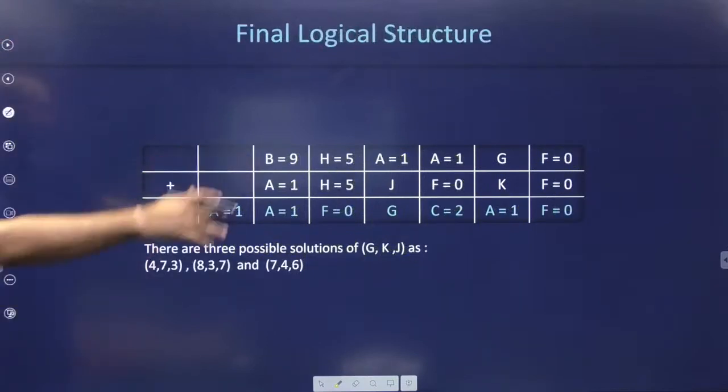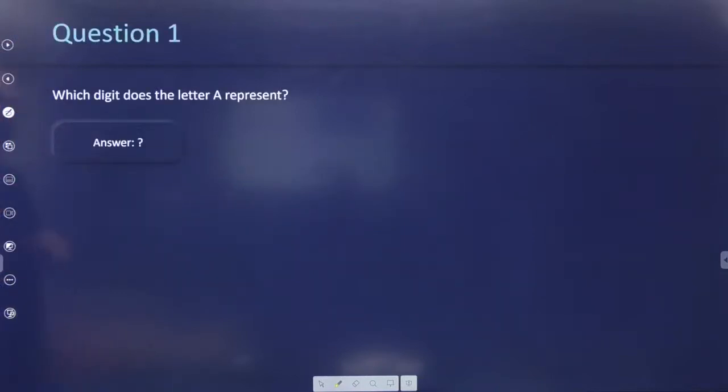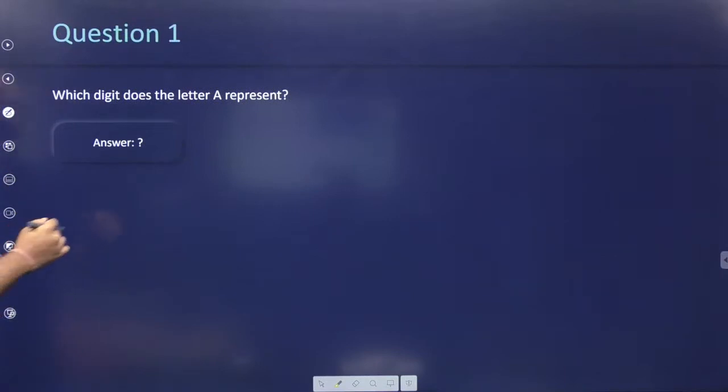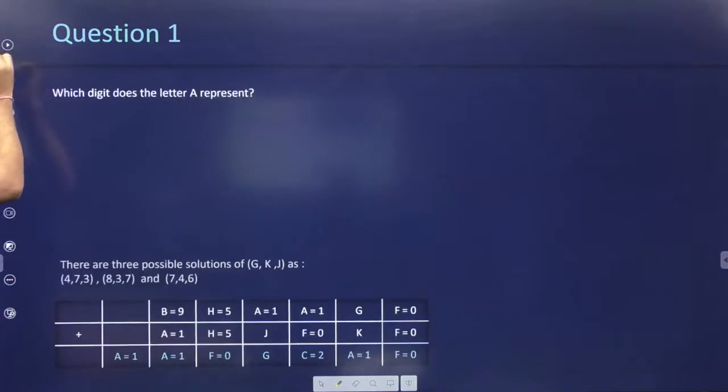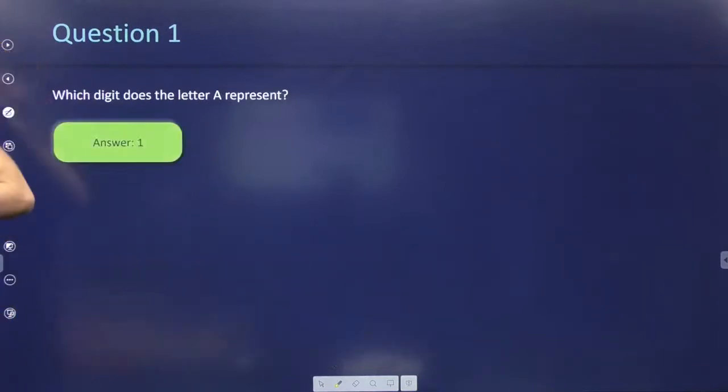So these are the final solutions. Which digit does the letter A represent? If you remember, it is 1, right? So A is 1.